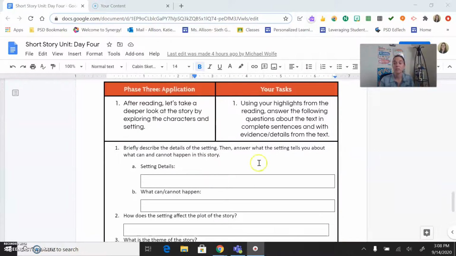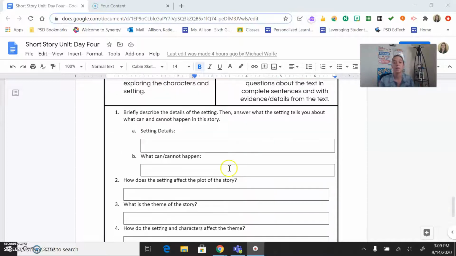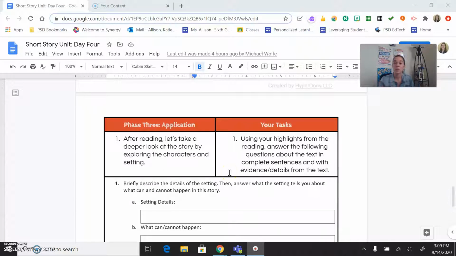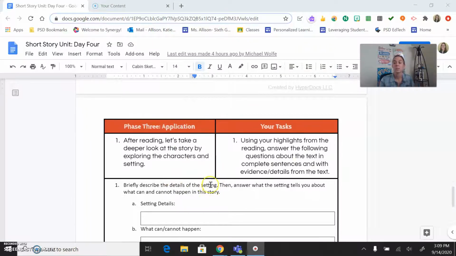So this last one is going to take what you have highlighted in your reading, and you're going to answer some questions down here in complete sentences, please, about the text to really apply what you learned and think about a little bit deeper why that story had those different pieces in there, why the characters are in there, and all of that, okay? So those are some brief directions.